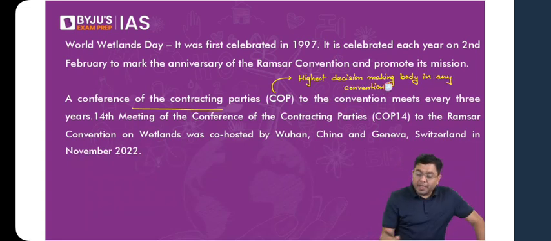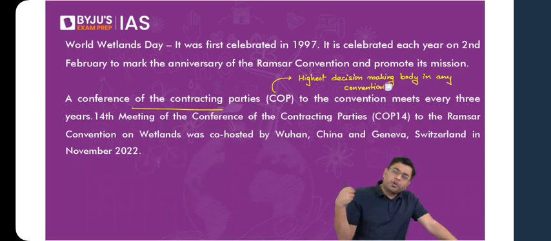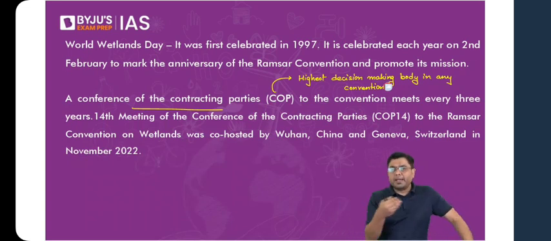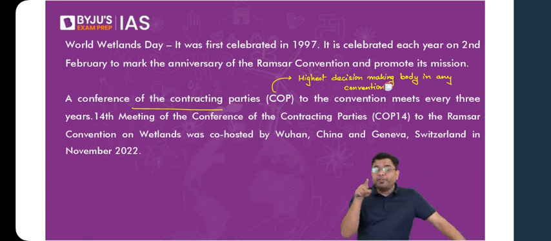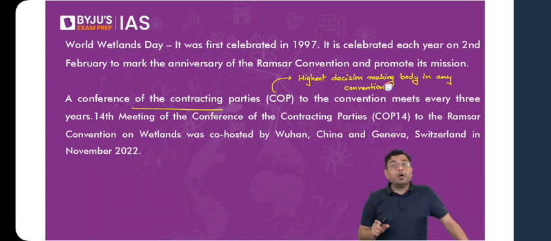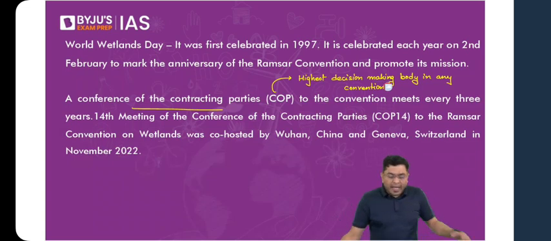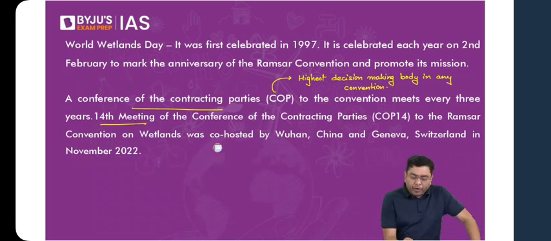Now here, in prelims, the questions are often twisted to mislead you. They will say in the statement that the COP, or Conference of Parties, for the Ramsar Convention is held annually, and that the last time it was held in India. The key point to focus on is whether it is held annually or not. Generally, we take that for granted and only focus on where it was held, because that is what we have studied in current affairs. So be on the lookout: the COP for Ramsar is not held annually. It is held every 2 to 3 years. The last Conference of Parties, the 14th COP to the Ramsar, was co-hosted by Wuhan, China and Geneva, Switzerland in November 2022.